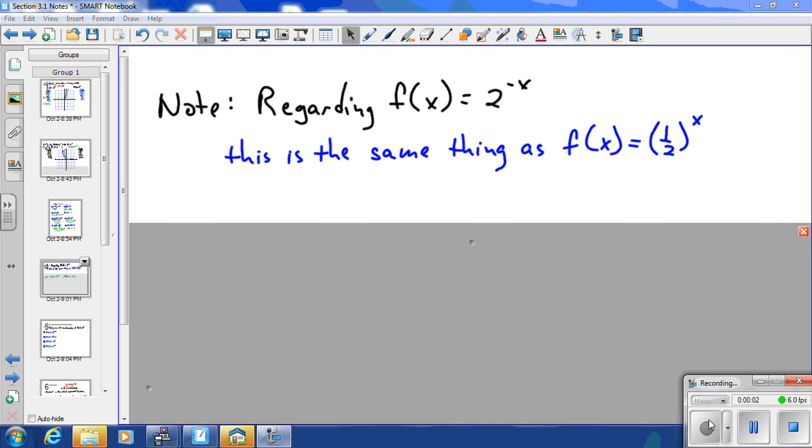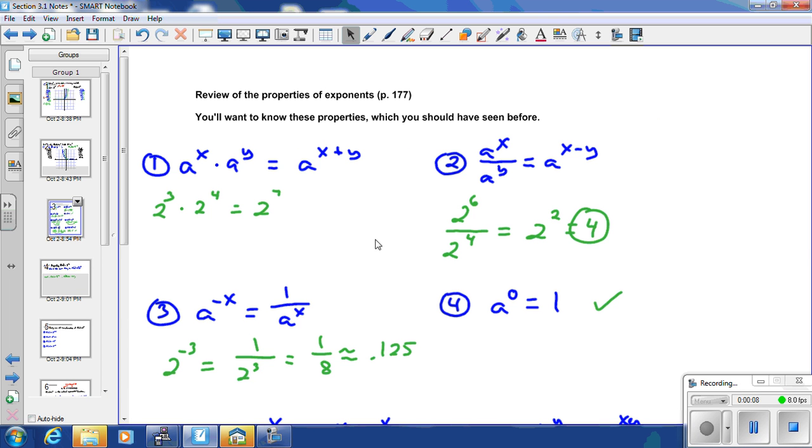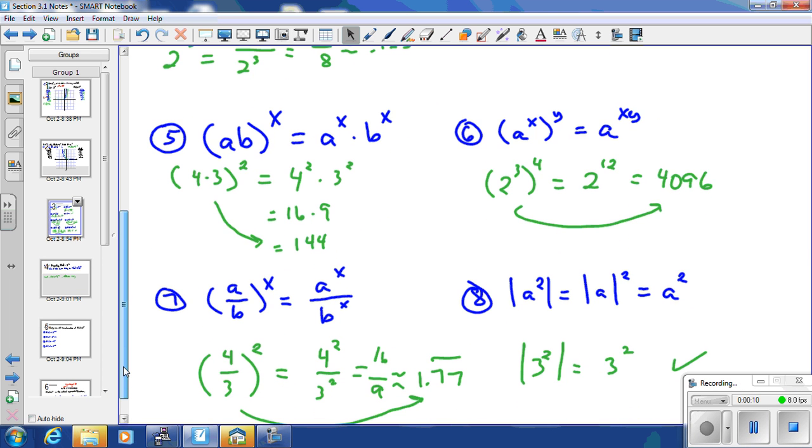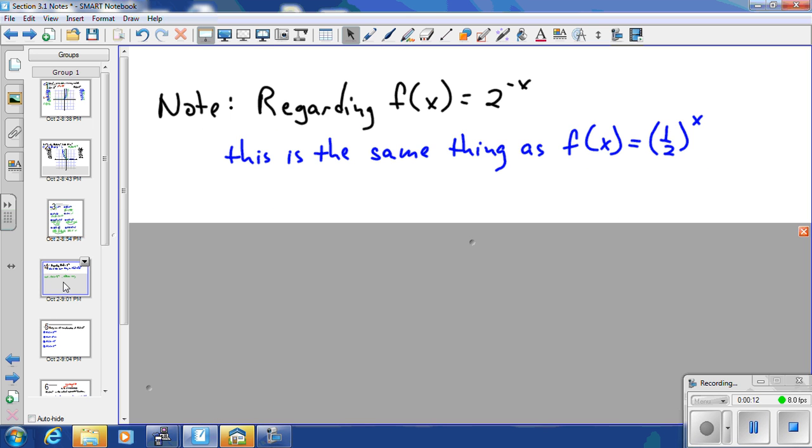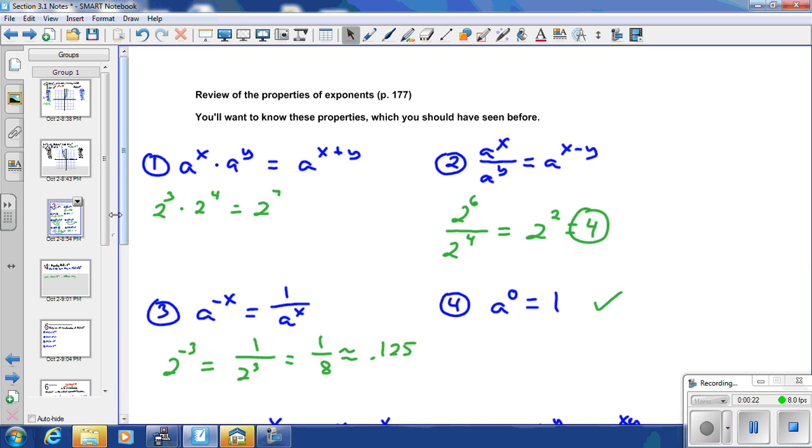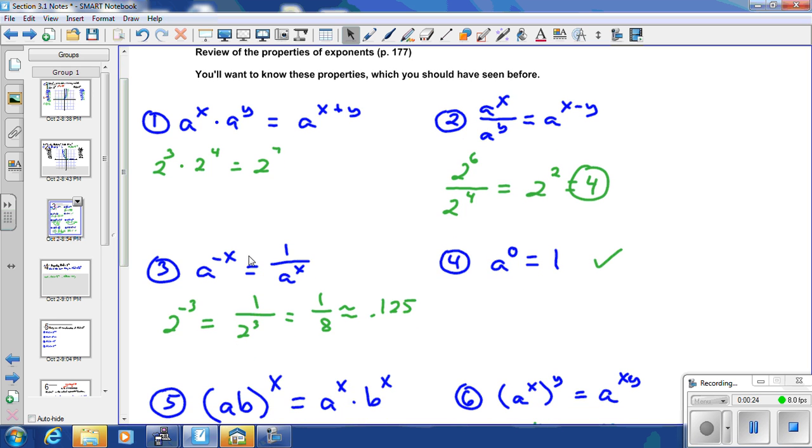Continuing here, section 3.1. This is video part 2. Where we just left off was right here with the properties of exponents. We got through those, and so now on the next slide, regarding the function 2 to the negative x. Now, we previously did say that that's equal to 1 over 2 to the positive x, according to our properties here, right there.